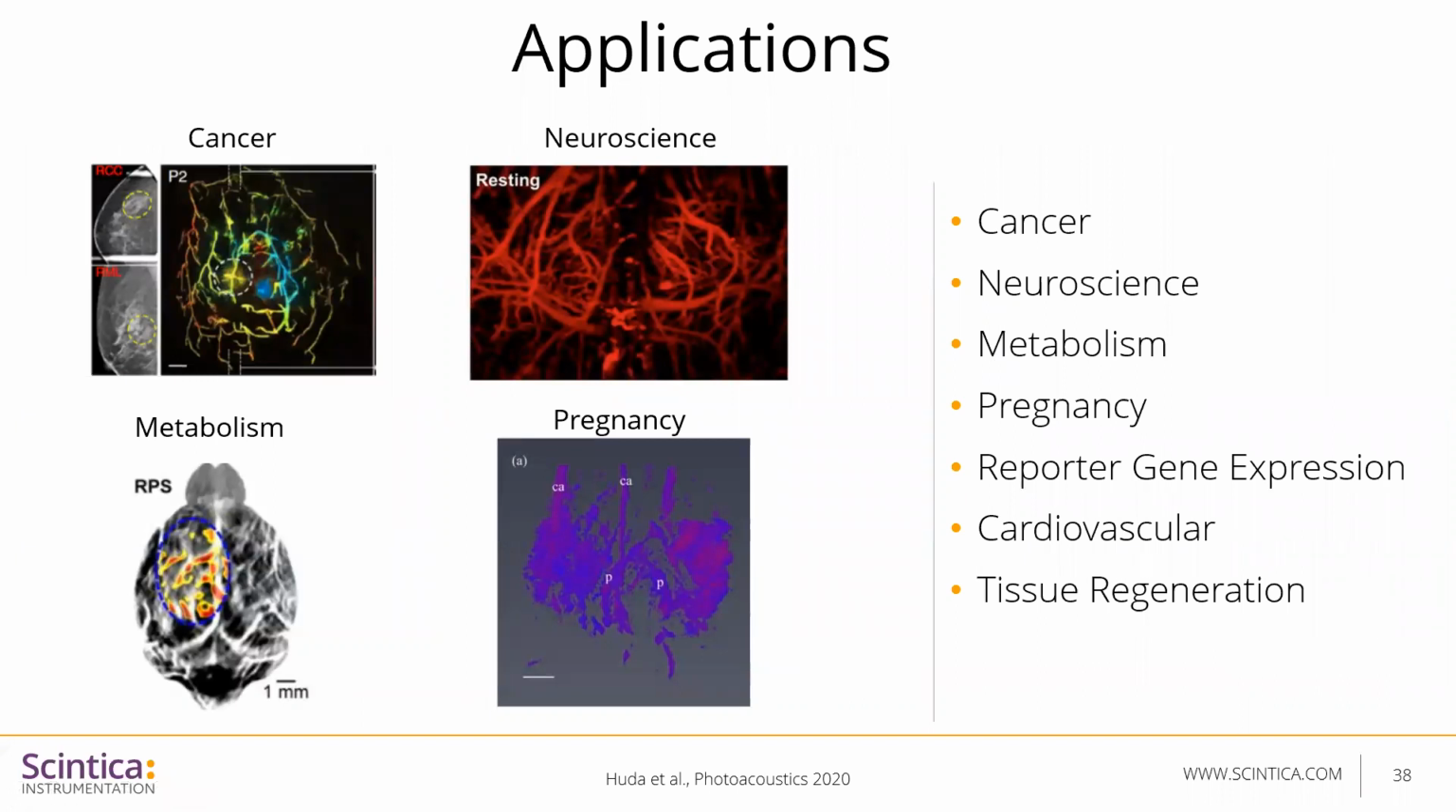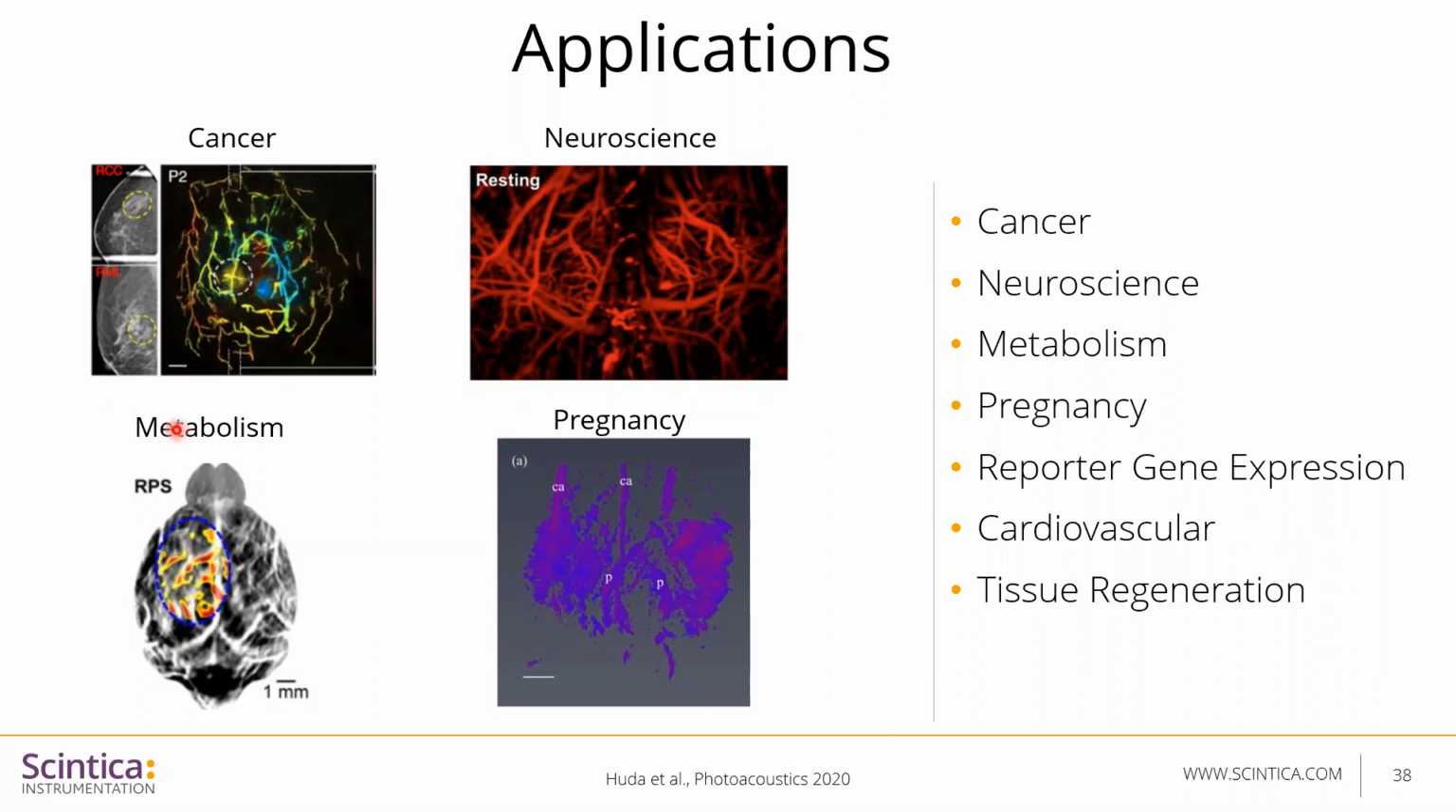The applications of the PAFT system could be seen in the cancer setting, where we can look at disease markers in cancer. PAFT can also be used in neuroscience. As you can see, this is the image of a resting brain, and PAFT can be used to image the brain. PAFT can also be used to look at metabolism. This image here shows the glucose uptake within a mouse. So PAFT was able to look at the metabolism.